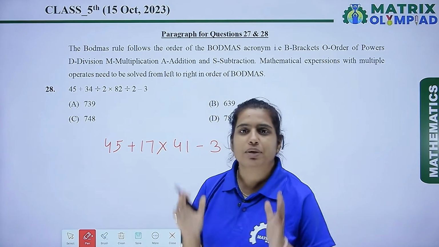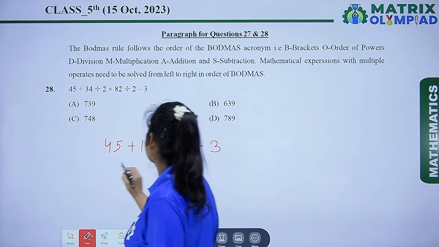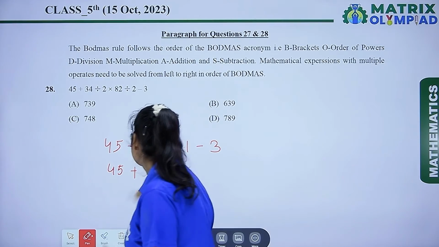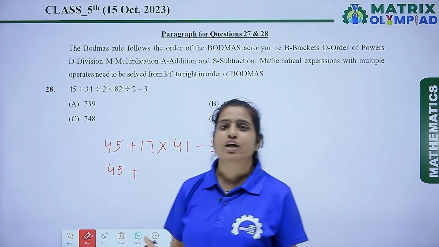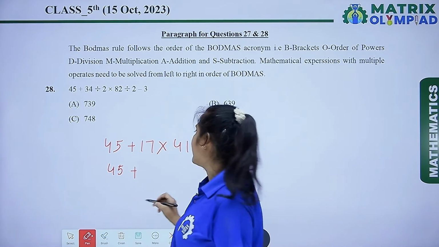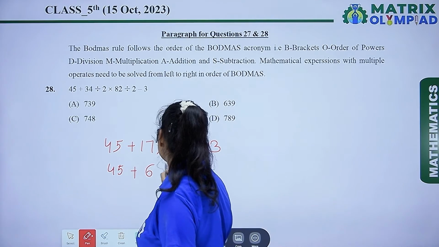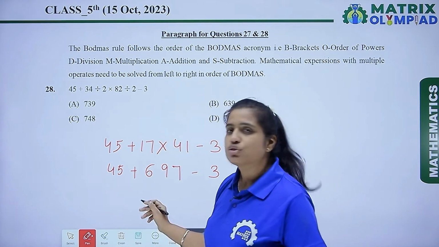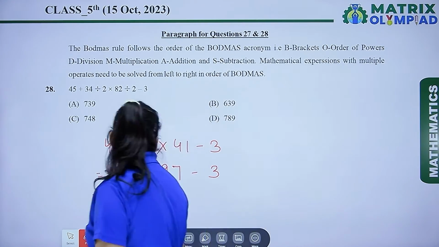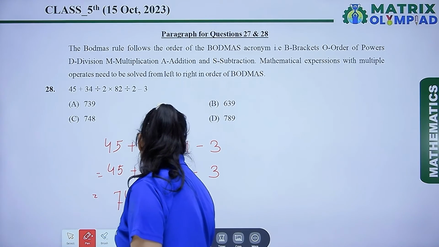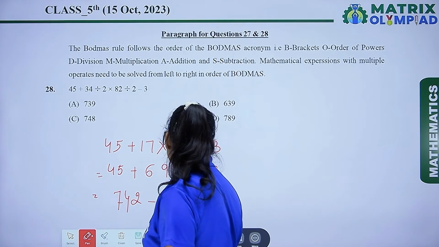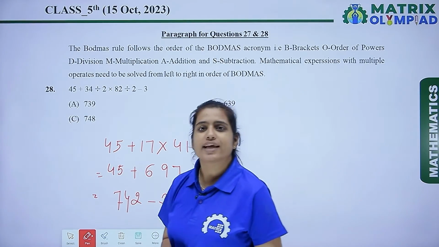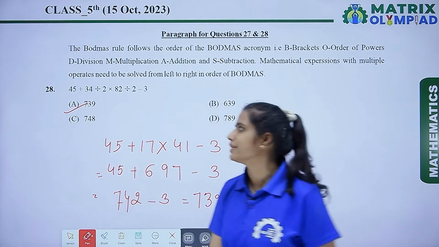तो सबसे पहला काम हमने डिवीजन का करा है। नेक्स्ट स्टेप हम लोग करेंगे मल्टीप्लीकेशन। सो हियर 45 प्लस 17 multiplied by 41 is 697 minus 3. So after this we are going to add 742 minus 3, that gives us 739. So here option A is the correct answer.